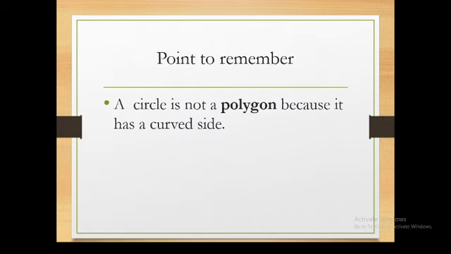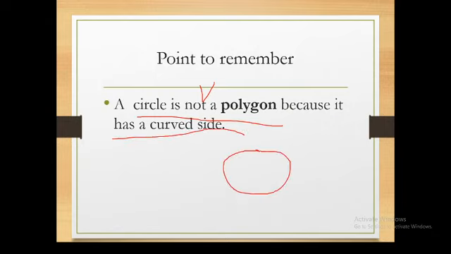Now one important thing you have to remember. Now what is that? A circle is not a polygon. Yes, it's very important to remember that a circle is not a polygon. Why is it not a polygon? That is because it has a curved side. Now, how does the circle look? It looks something like this. So the side is curved. It is not straight like this. So that's why it is not a polygon. A circle is not a polygon.